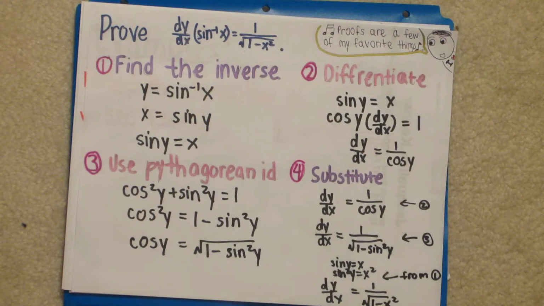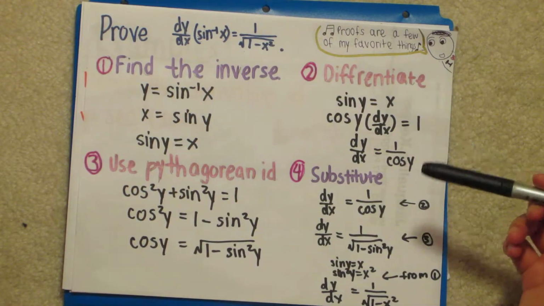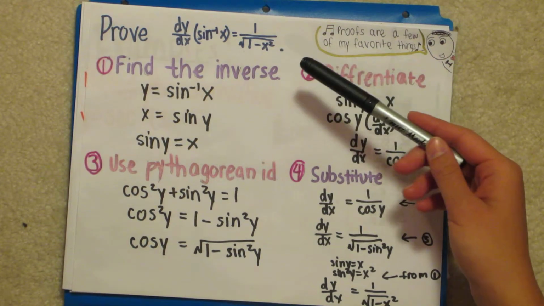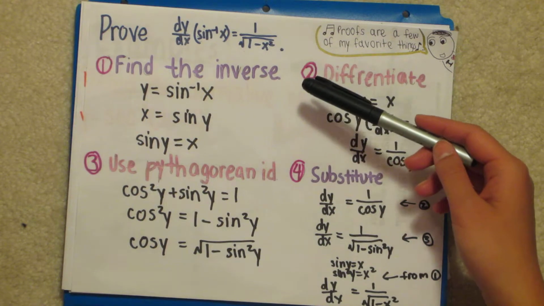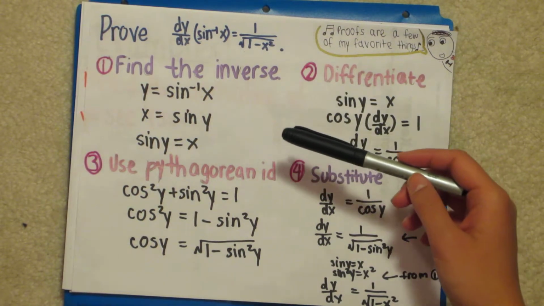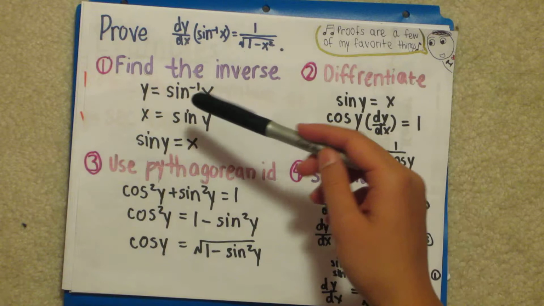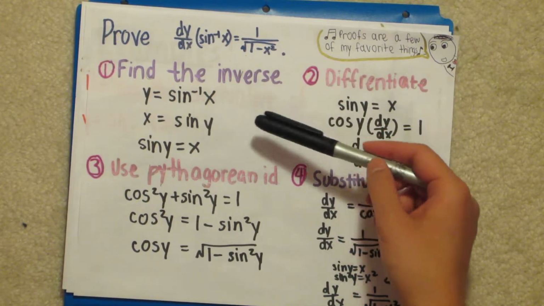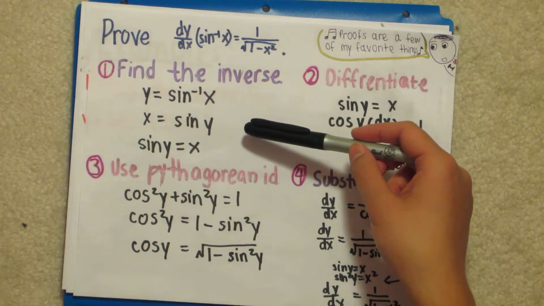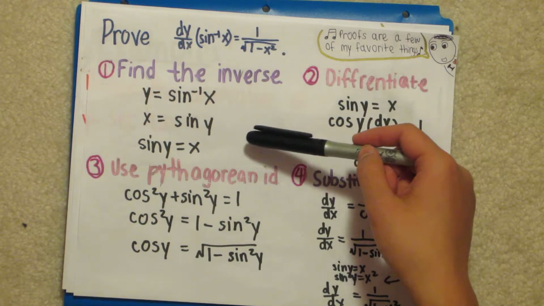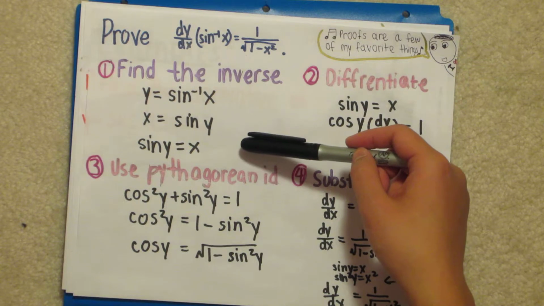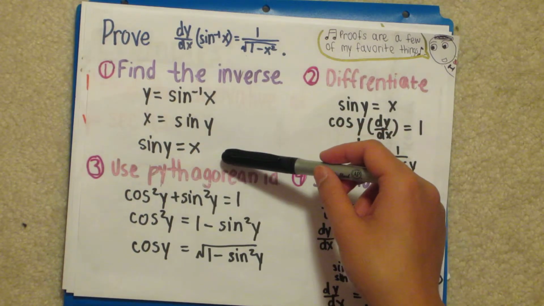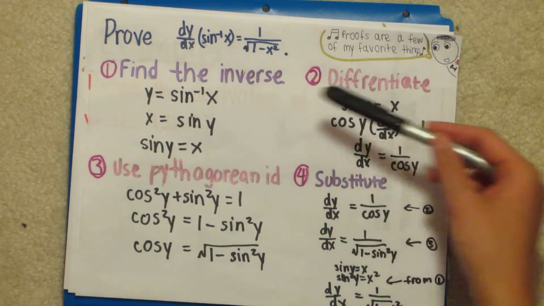So now I'm going to prove how the derivative of inverse sine equals 1 over the square root of 1 minus x squared. So first, we're going to find the inverse. Right now we have y equals inverse sine x. And to find the inverse, you switch the x and y and you change the inverse trig to non-inverse. So that would be x equals sine y, or you could flip them and say sine y equals x.